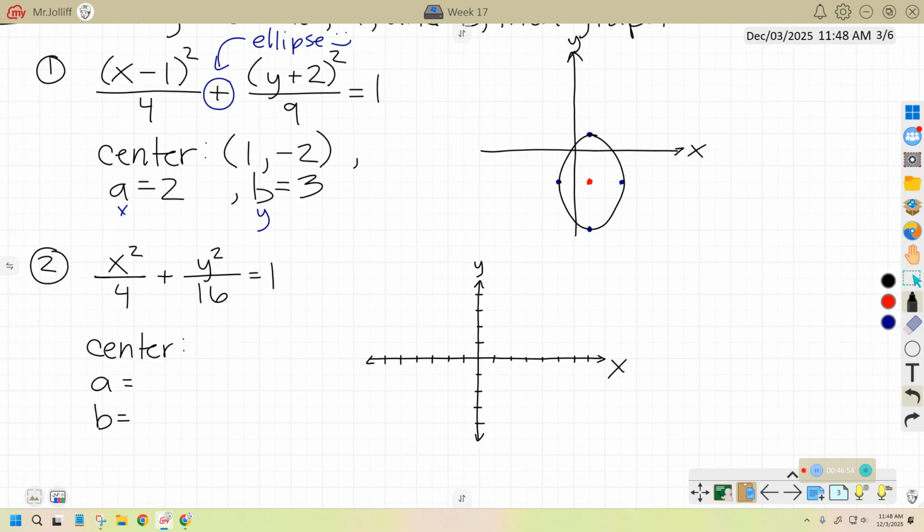What's being added or subtracted to the x? It's not 1. Is there a minus h there? No. If it's missing, what is it? 0. Yeah.